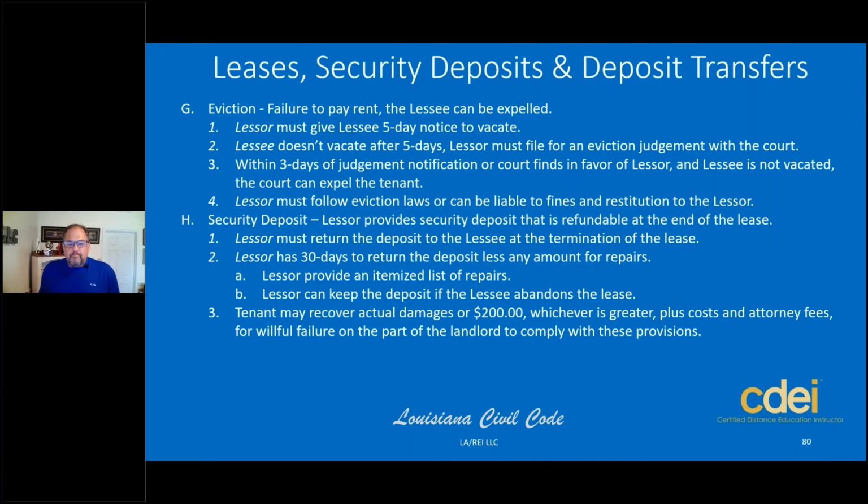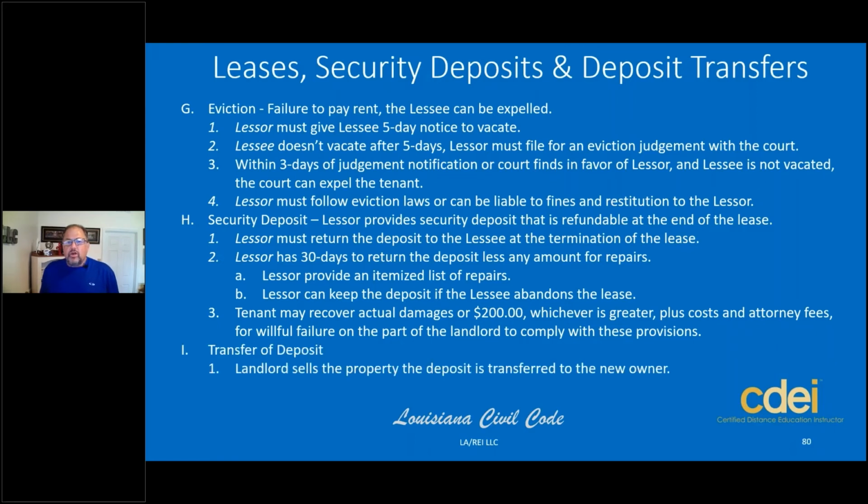Okay? Now, here's the important thing. Here's what you want to really know for the state exam. The tenant may recover actual damages or $200, whichever is higher, plus attorney fees, court costs, and all that, if the landlord fails to follow the security deposit laws. Okay, so you got to watch that as a landlord, and then for test purposes, know that the tenant can recover actual damage or $200, whichever is higher.